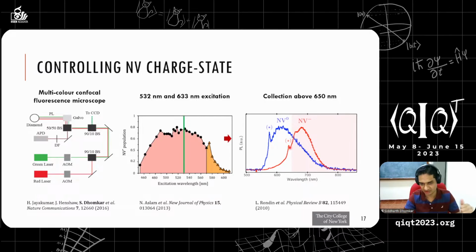Red laser, on the other hand, has a wavelength of around 633 nanometers, so it can only excite NV minus. It cannot excite NV0. So the red laser is a good laser to detect how much NV minus you have got, because it won't be able to excite NV0. You can only read NV minus. So the red laser is kind of a charge state readout laser, and the green laser is kind of a charge state initialization laser.